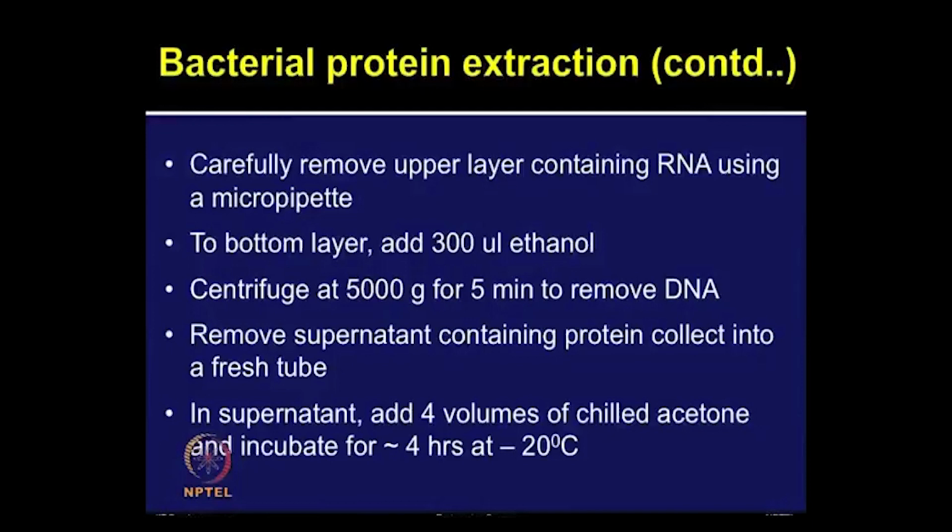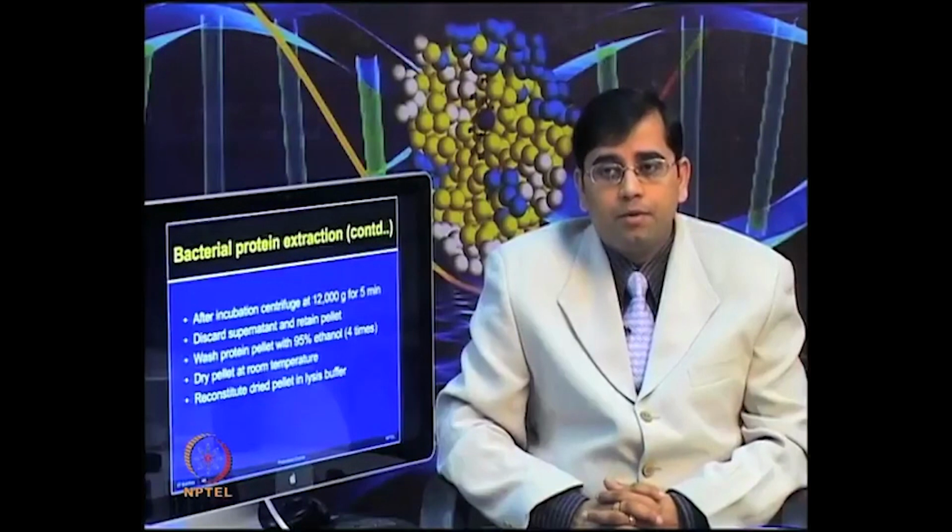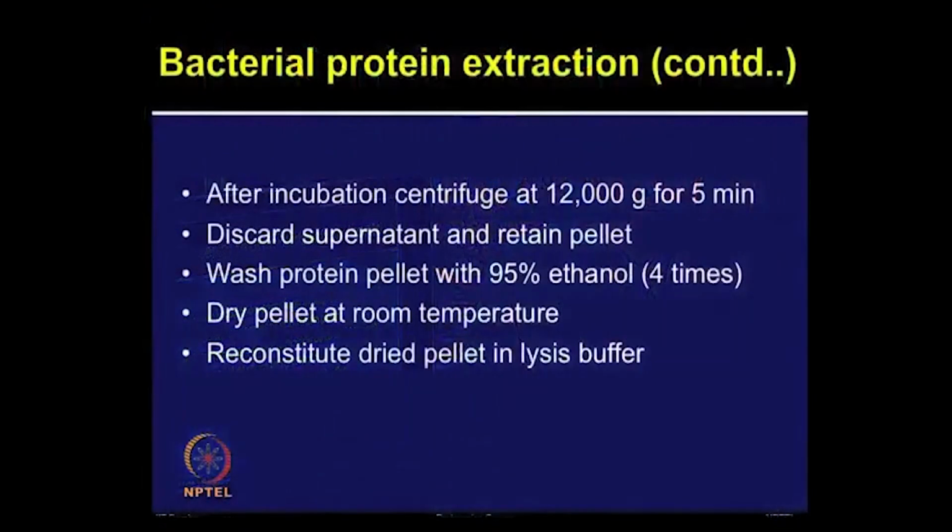Once you have removed the supernatant which contains the protein, you can collect that in a fresh tube, and to this supernatant you can add 4 volumes of chilled acetone. Incubate this mixture at minus 20 degrees for 4 to 6 hours. Once the incubation is done, start a centrifugation step for 5 minutes. Discard the supernatant after centrifugation and retain the pellet. This pellet can be washed with 95% ethanol 3 to 4 times.